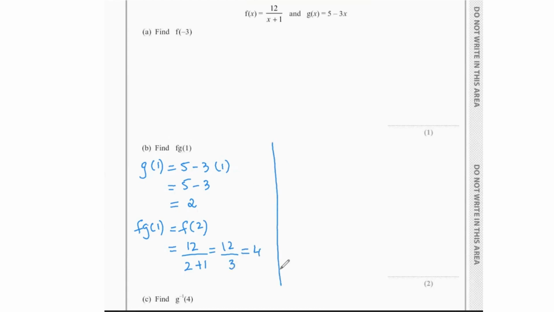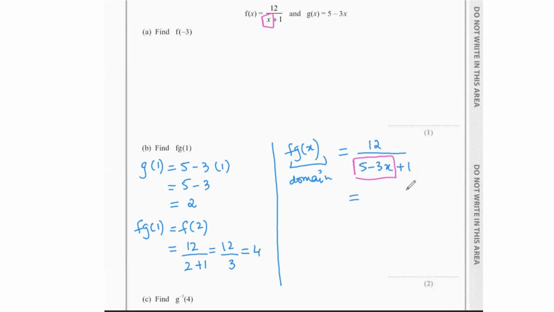Now, an alternative method is that you find the function f of g of x. So for f of g of x, what we're doing is that we're basically changing the domain of x to g of x, which means this function is the domain now. And by that, what I mean is that I'm going to replace x in f of x with the entire function g of x. So we rewrite that as 12 over 5 minus 3x plus 1. As you can see, 5 minus 3x took the place of x because it is a new domain for f of x based on this composite function.